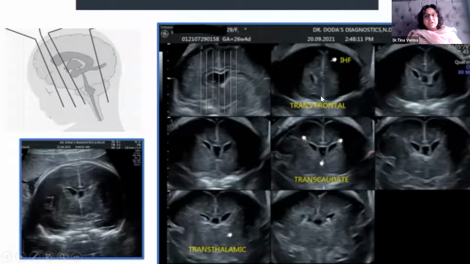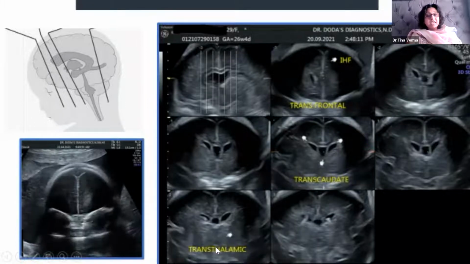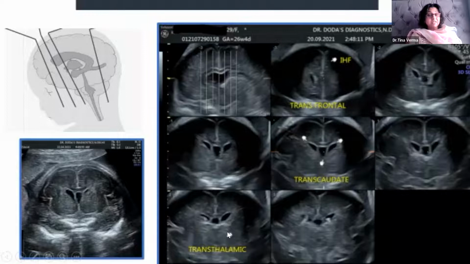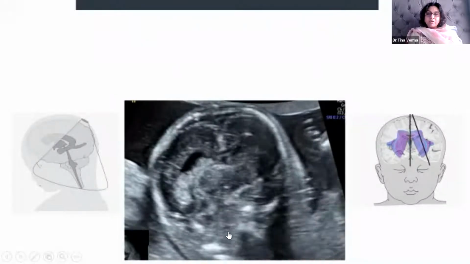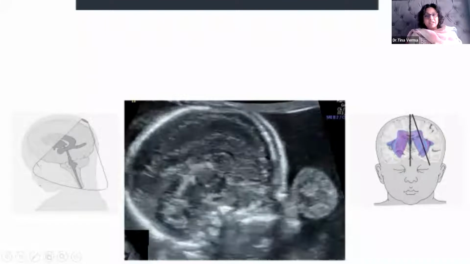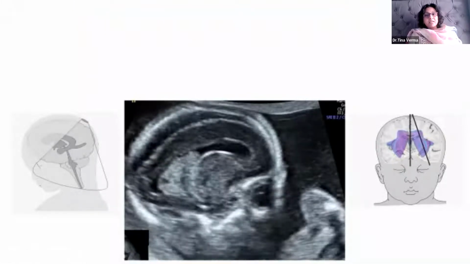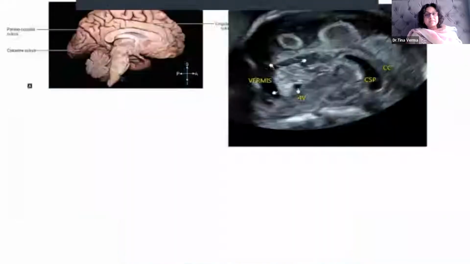Interhemispheric fissure, caudate nucleus, corpus callosum, CSP, anterior horns, even the optic chiasma and the thalamus can be seen very clearly in coronal planes. What do we do in sagittal planing? From coronal, we go to the middle of the fetus in the profile imaging and try to locate the lateral ventricles here, corpus callosum, and vermis.